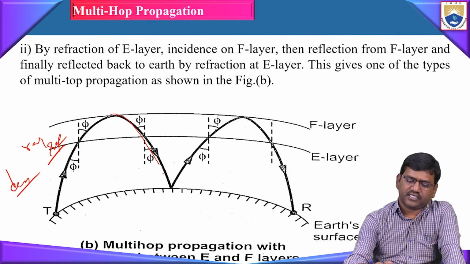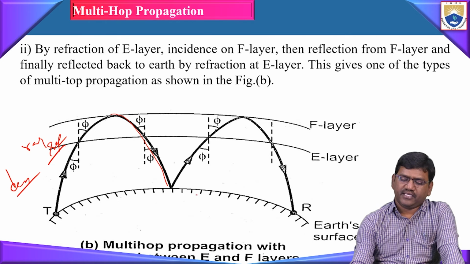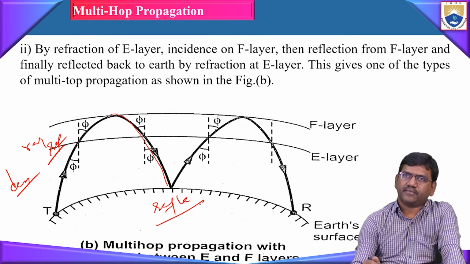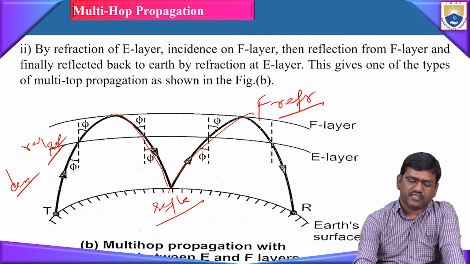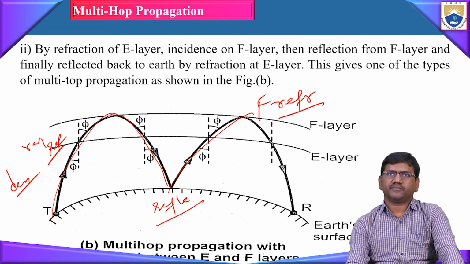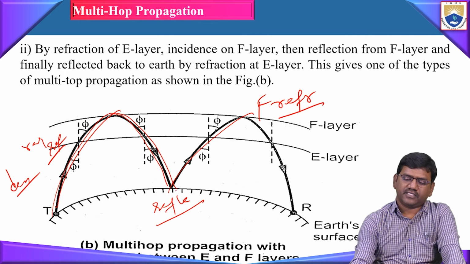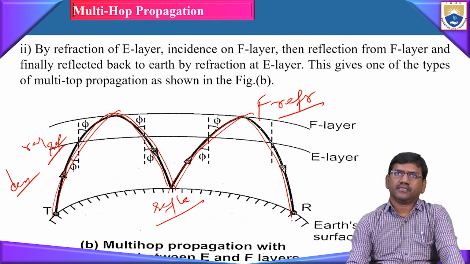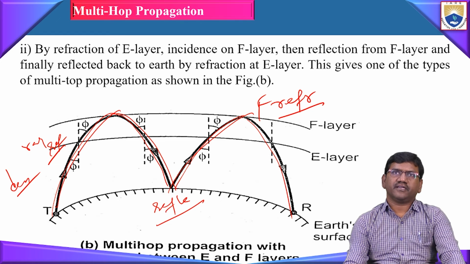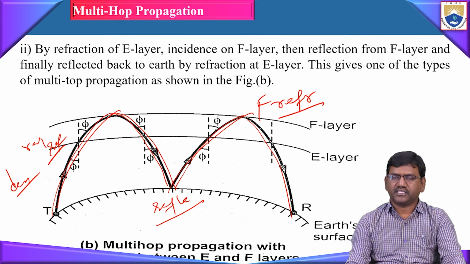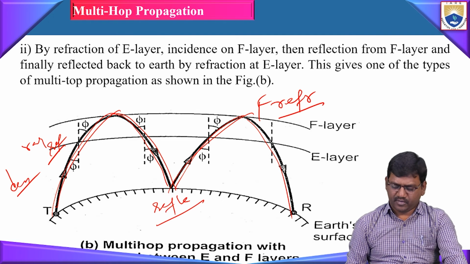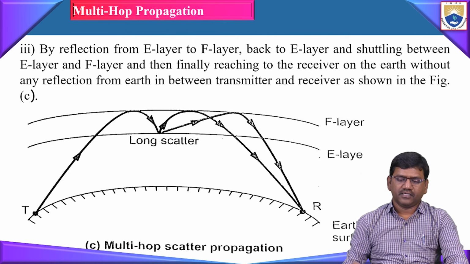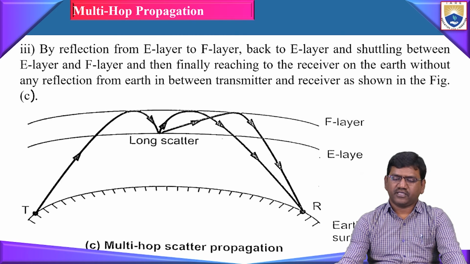It is going to travel and touch the curvature of the earth here. Reflection happens and it travels again. It touches the F layer again, and refraction happens here again. Like this, the same signal travels in multi-hops, multi-paths. This is one path, second path, third path, and fourth path. Through multi-hop propagation, we can transmit a signal for long-distance communication. This is one of the types of multi-hop propagation. We can also transmit by reflection from the E to the F layer.